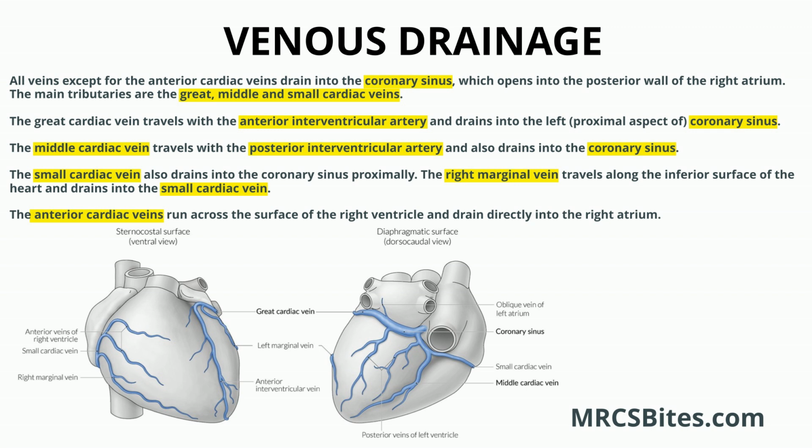The right marginal vein travels along the inferior surface of the heart and drains into the small cardiac vein. The anterior cardiac veins run across the surface of the right ventricle and drain directly into the right atrium.